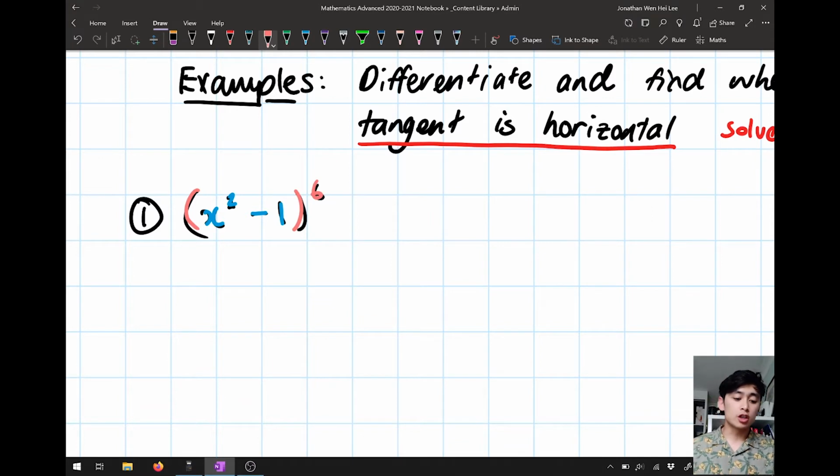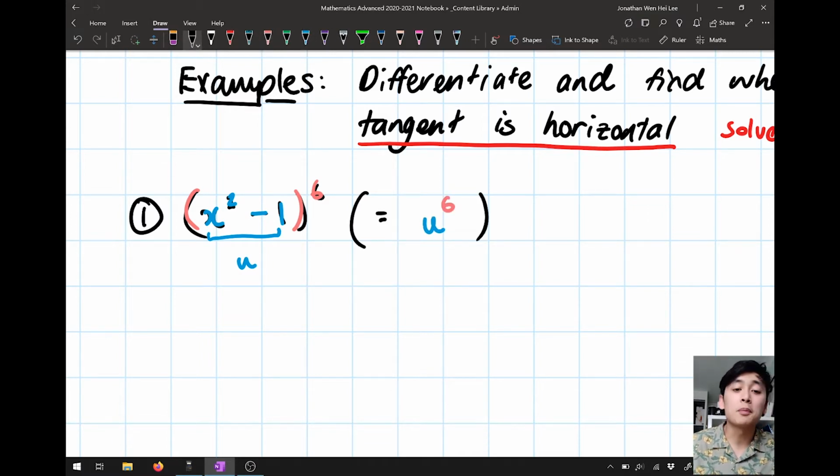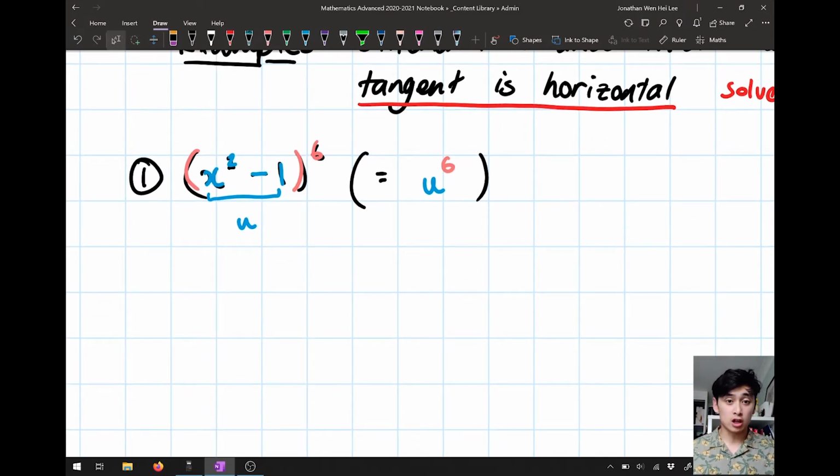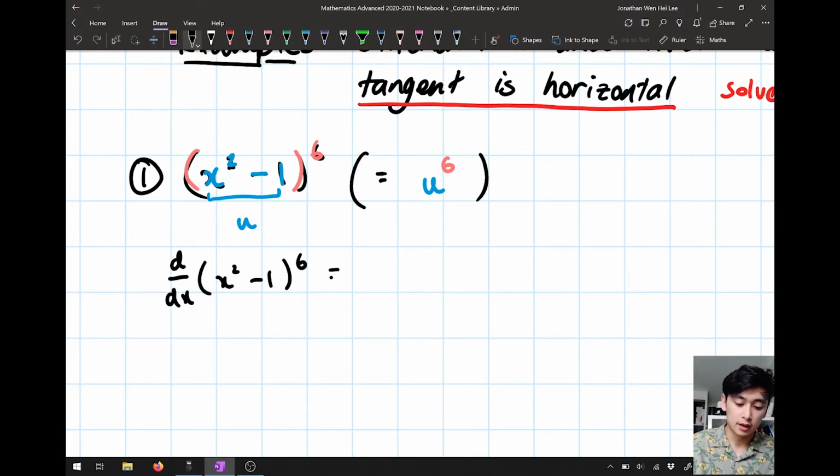So what we're going to do is treat this whole x squared minus 1 as a letter u. If we were to rewrite this, I'm just going to write this on the side. This is just the same as u to the power 6. This helps us when we differentiate the outside function part. So if we were differentiating this, d/dx of (x squared minus 1) to the power 6 is equal to, okay, I'm going to differentiate the outside part.